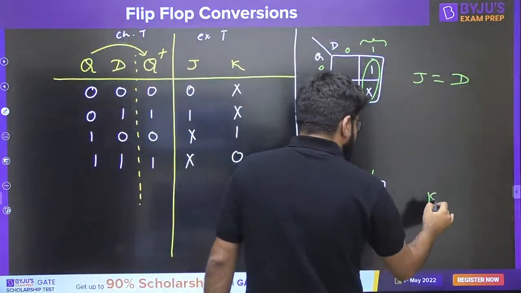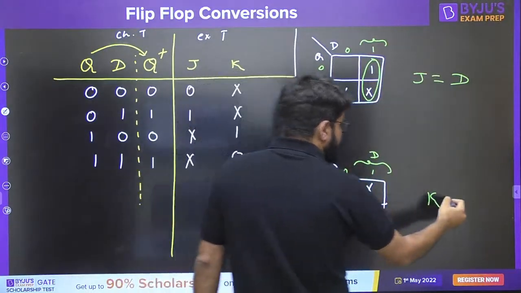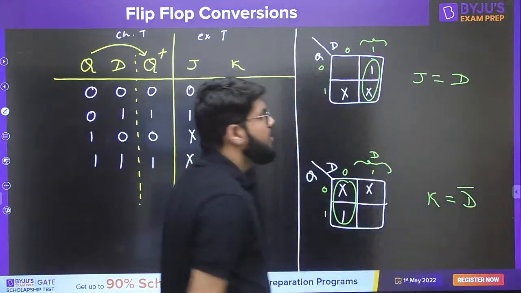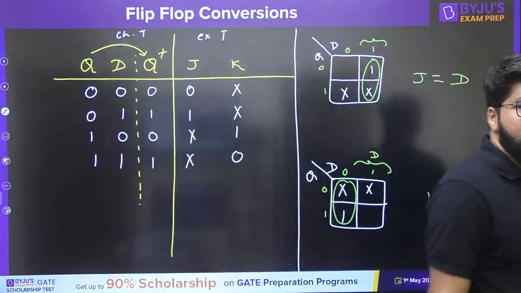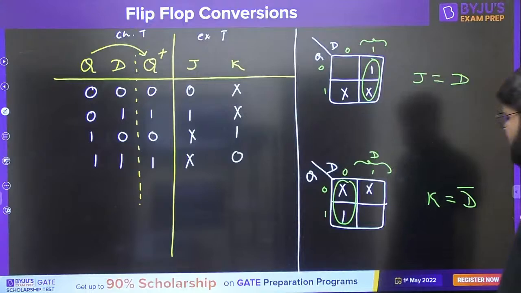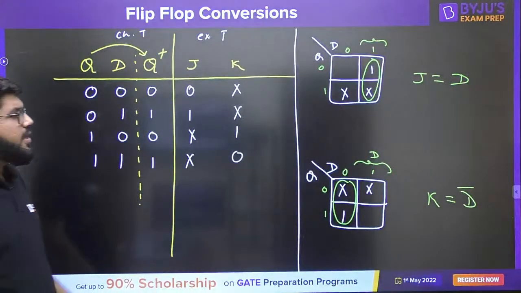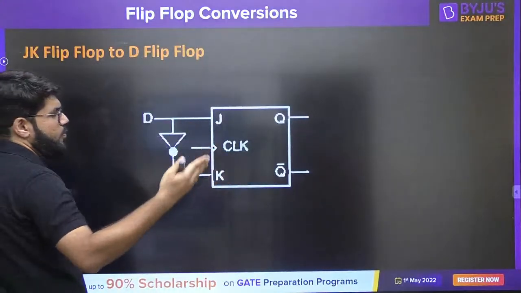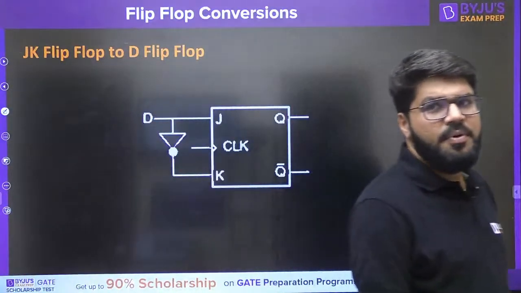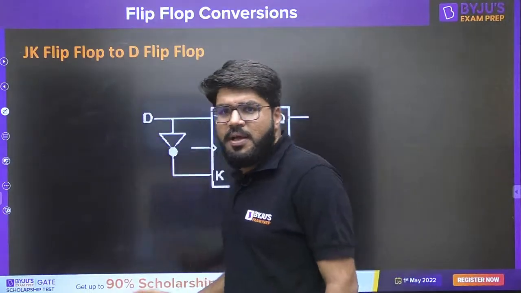What about the K? This is the column where D is high, so K lies outside that, so K should be equal to D bar, right? So to complete this design, J should be equal to D, K should be equal to D bar. This is the final circuit diagram. This is how a JK flip-flop is converted to a D flip-flop, right?